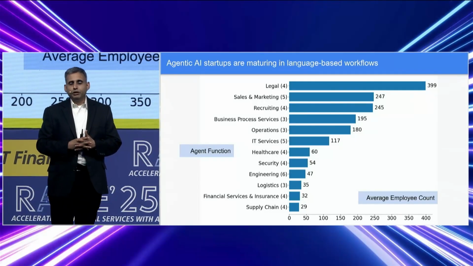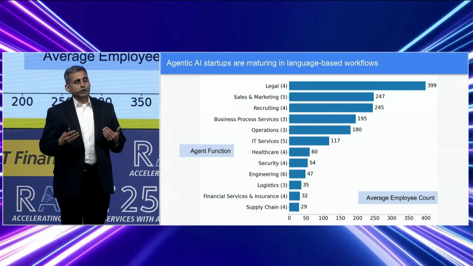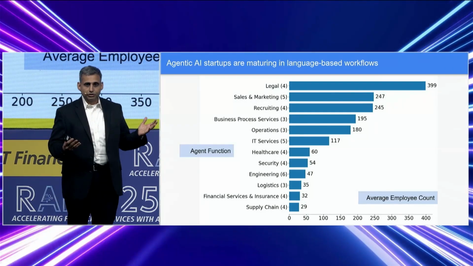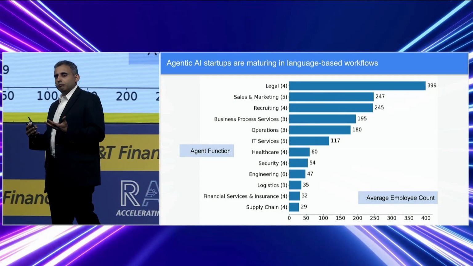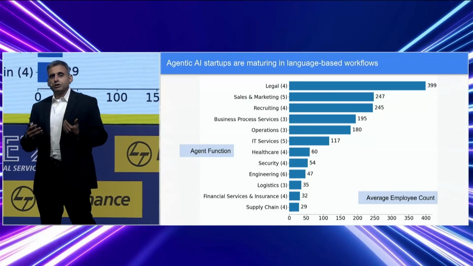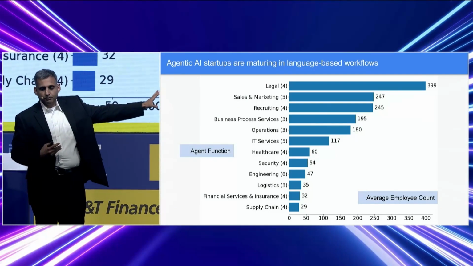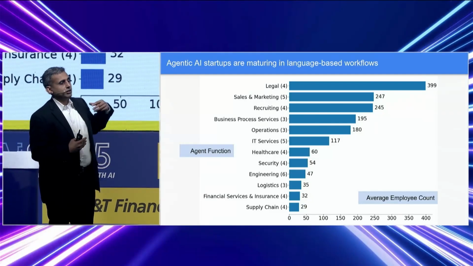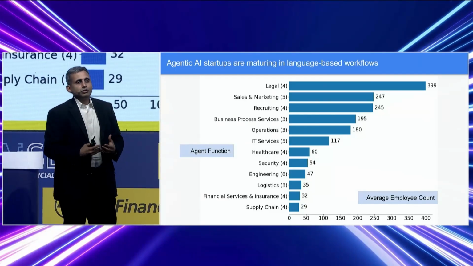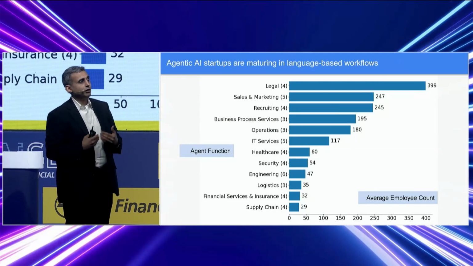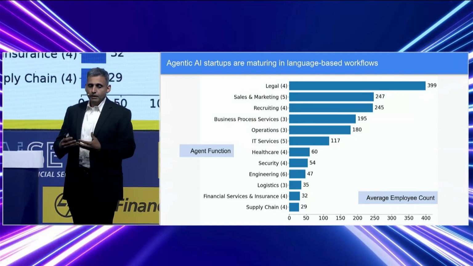Enterprises have so many different functions, and there are startups developing AI agents for each of these functions. How do we look at what actually works, or which ones are more mature versus which ones are still in early stages? This graph out here, ranked by size of the average startup in that space, tells you which ones are actually a little bit further along in terms of the functions that enterprise agents are working on.